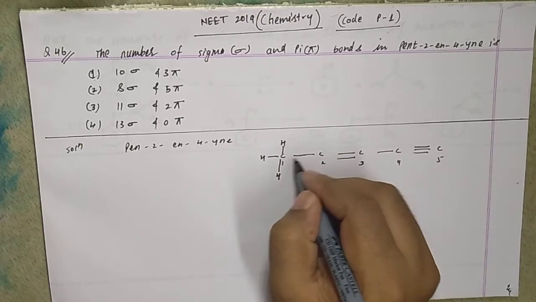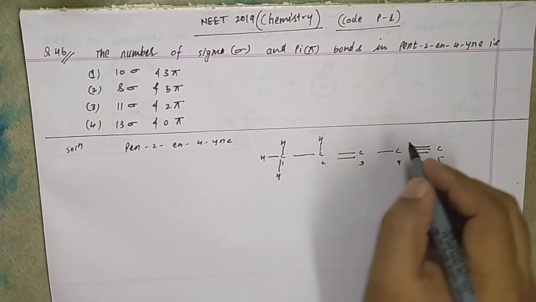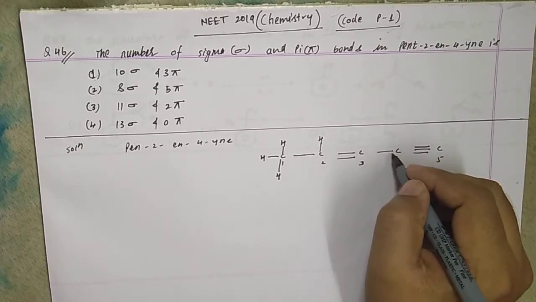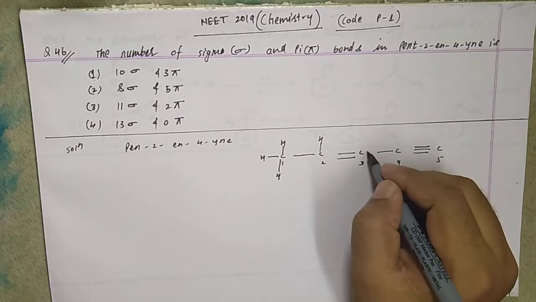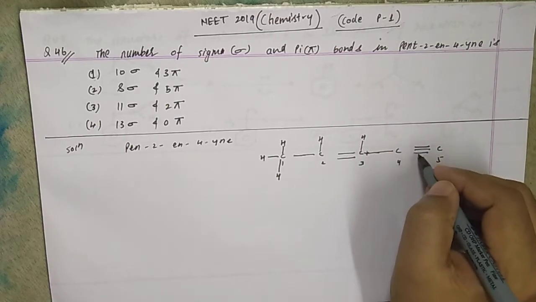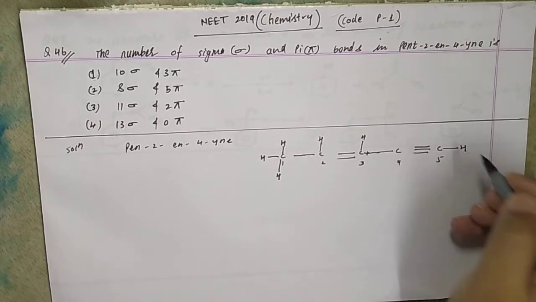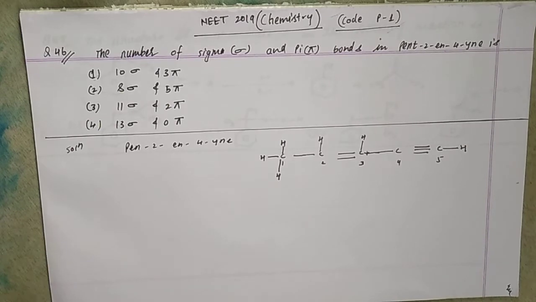So 3 hydrogens, and here 1 2 3, so here will be hydrogen, and here 1 2 3, so here will be hydrogen, and here is hydrogen. Now to count the number of sigma and pi bonds, let's see how we can count the number of sigma and pi bonds.